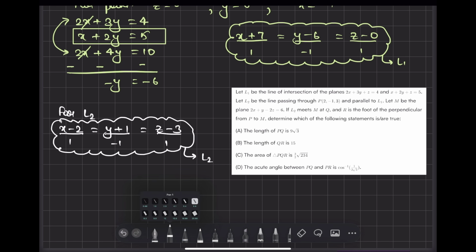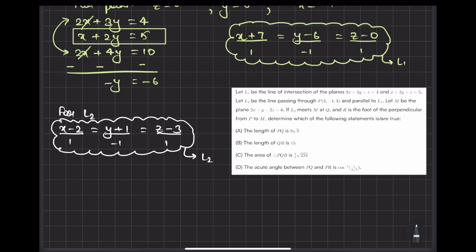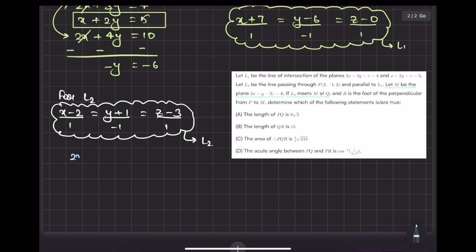Now change the color again. Let's read. Let M be the plane this. Okay, great. Let L2 meet M at Q. So the line 2 is meeting the plane. So you have the plane 2x plus y minus 2z equals 6. So this is your plane. So L2 meets M at Q. So find Q.